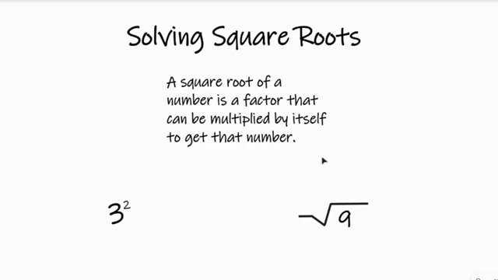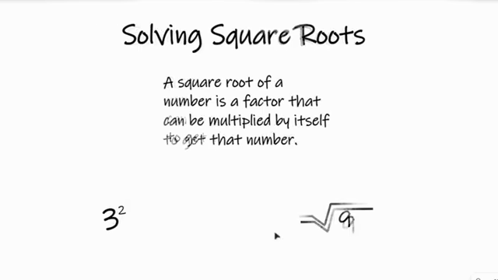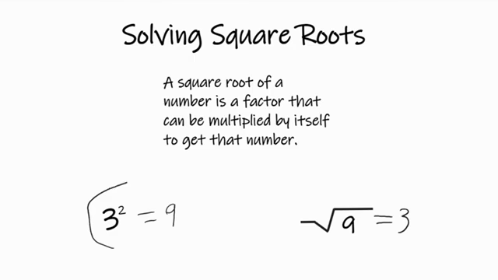In this video, we're going to go over the steps of solving square roots. So what are square roots? Well, a square root of a number is a factor that can be multiplied by itself to get that number. For example, we know that 3 squared is equal to 9. Well, the square root of 9 is also equal to 3. This is because when we raised 3 to the second power, we got 9.